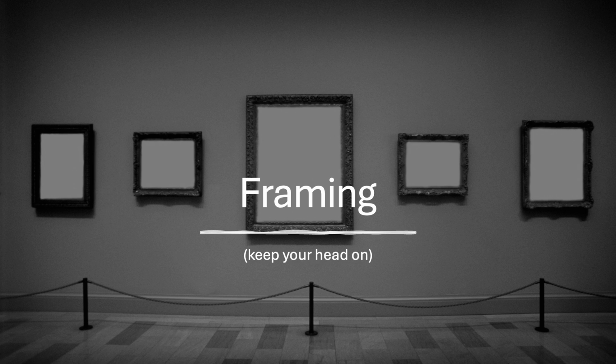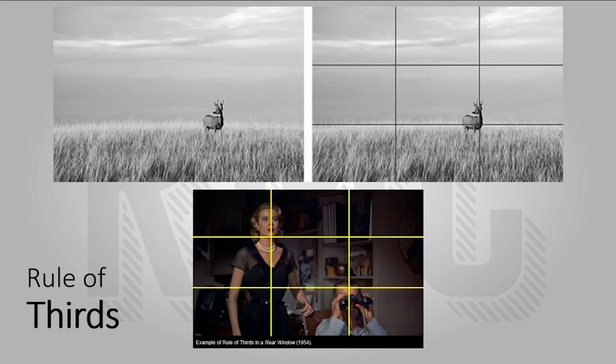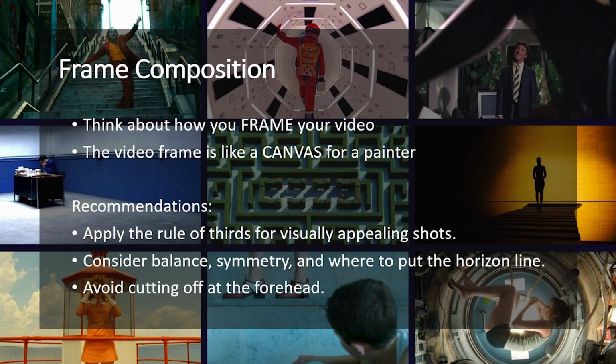Framing is all about making your shots look great. Think about it like a picture frame. You might consider applying the rule of thirds for visually appealing shots. Just imagine your screen divided up into a tic-tac-toe grid and try to place key elements along the lines or intersections. Consider balance, symmetry, and where to put the horizon line.